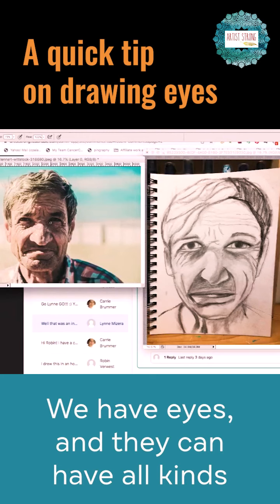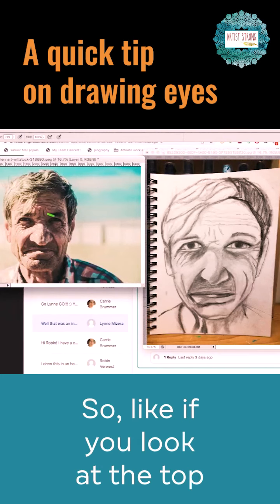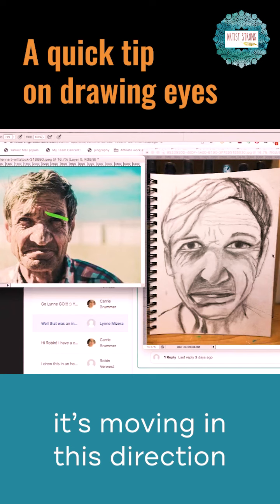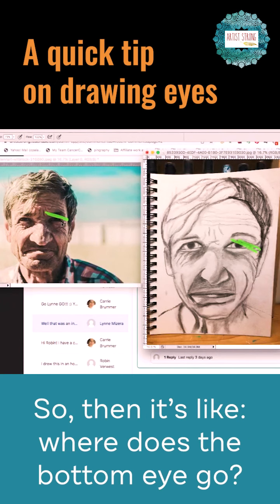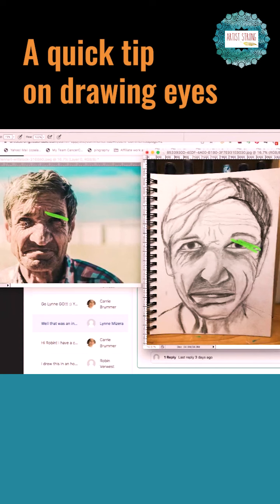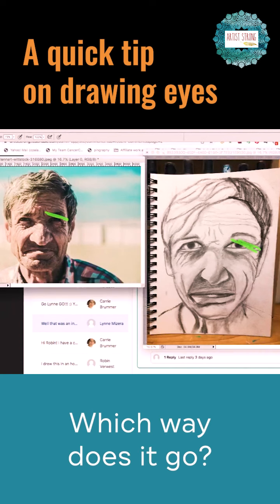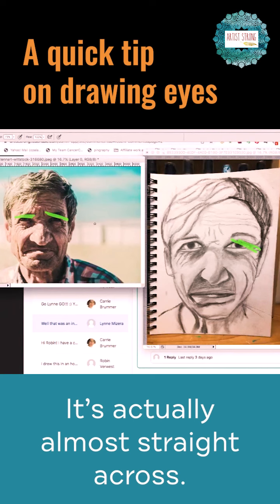We have eyes and they can have all kinds of different angles. So, like, if you look at the top of his eyebrow, it's moving in this direction, which she totally got here, right? So then it's like, well, where does the bottom eye go? Yep, it looks like we got that. But this eye, which way does it go? It's actually almost straight across.